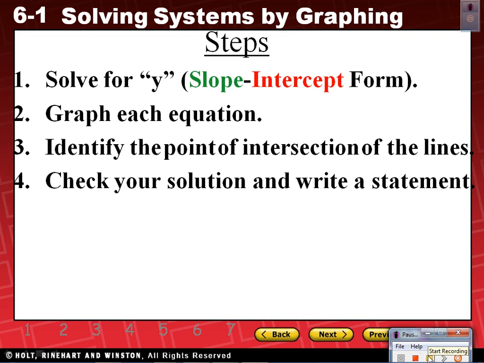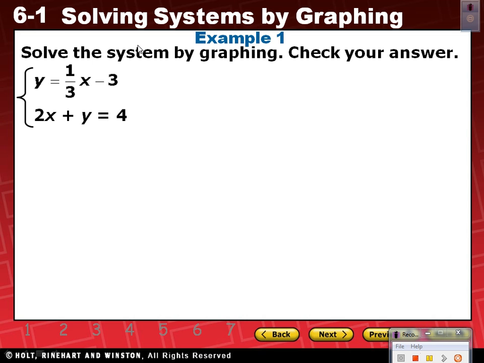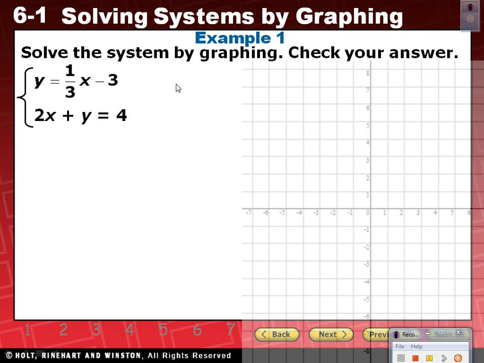At the top of your graph paper, copy example number 1. Copy this down on the top left of your graph paper. It says, example 1. Solve the system by graphing and check your answer. The system they give us is y equals 1/3 x minus 3 and 2x plus y equals 4. Copy that, please.